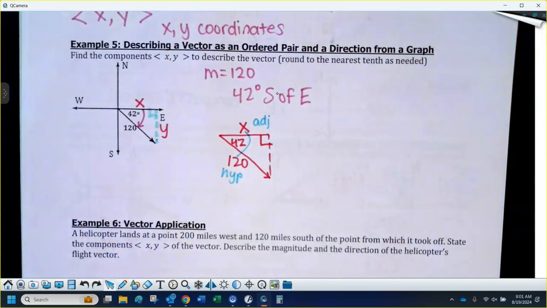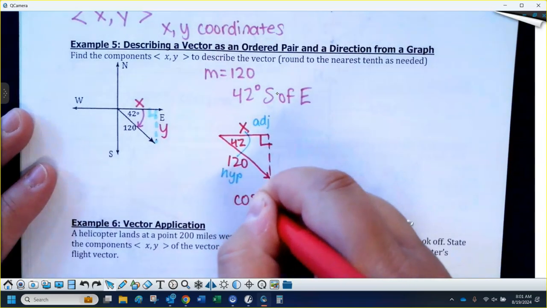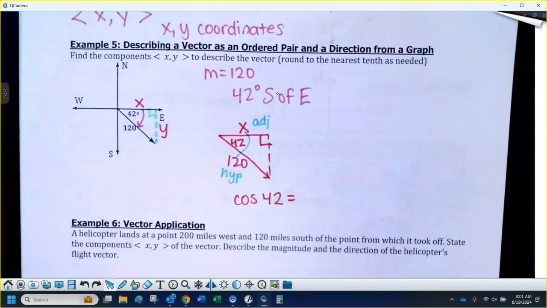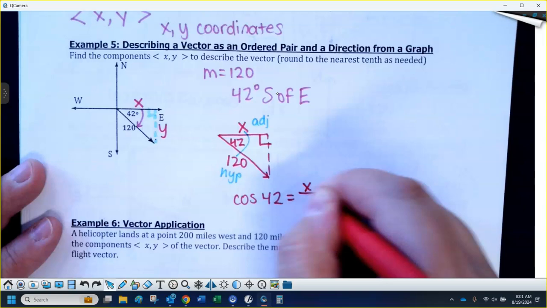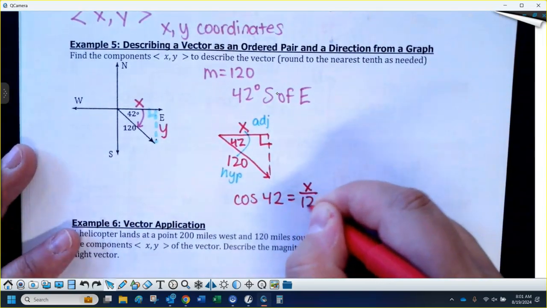Okay, now I promise you. What is this, sine, cosine, or tangent? Cosine. If you attach your vector to the x-axis, you will always use the cosine to find x. So you're just going to do cosine 42 equals the adjacent, which is what we're trying to find, that's the x, over the hypotenuse, which is the 120.